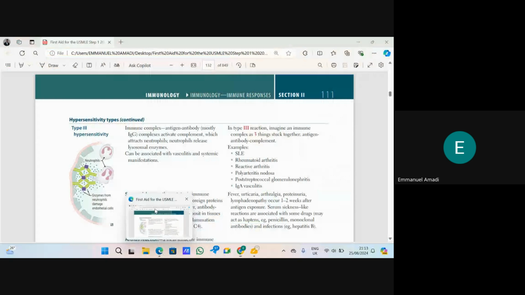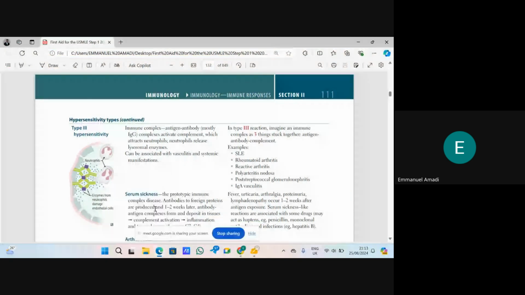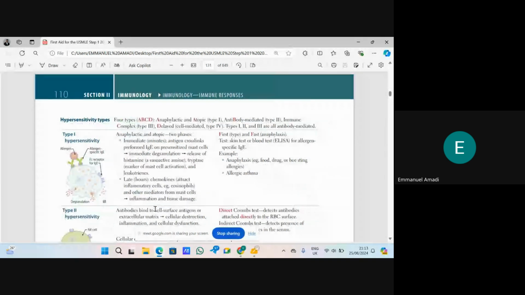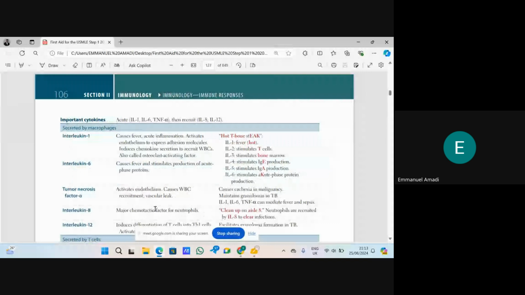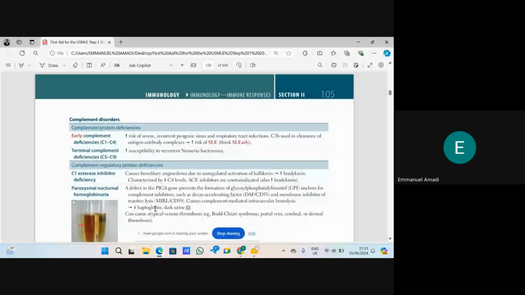All right, so we're going to continue the immunology from where we stopped the last time, and let's see how far we can run with it. So we were able to do the complement system the last time. So now let us do the cytokines.